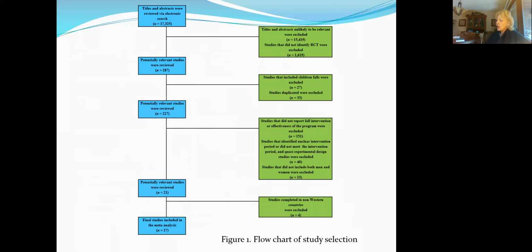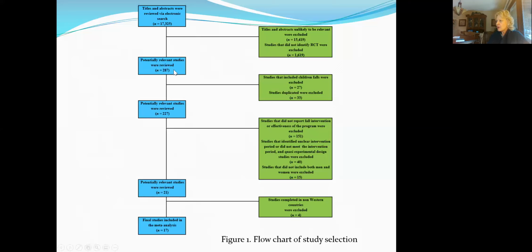This is just a flow chart of how you select the studies to include. And this is included in most publications of meta-analysis and is really an important process to outline. So when you're doing the searches, you want to keep all those numbers. In this particular example, over 17,000 titles and abstracts were generated from her search.